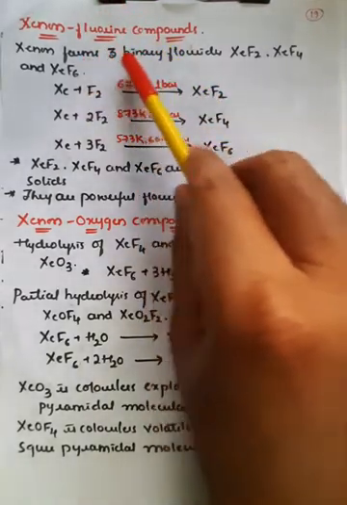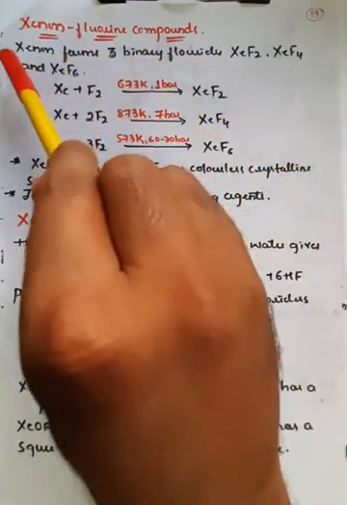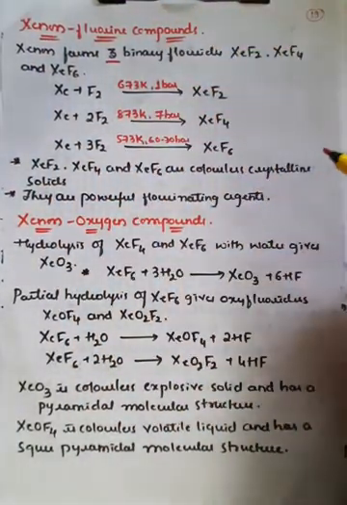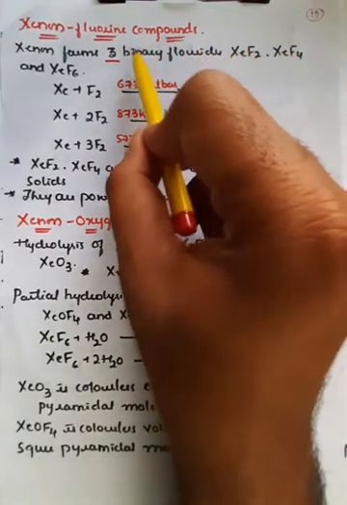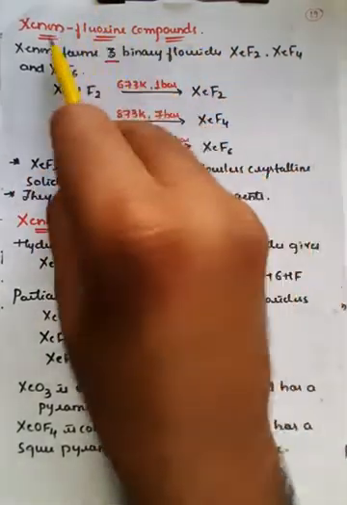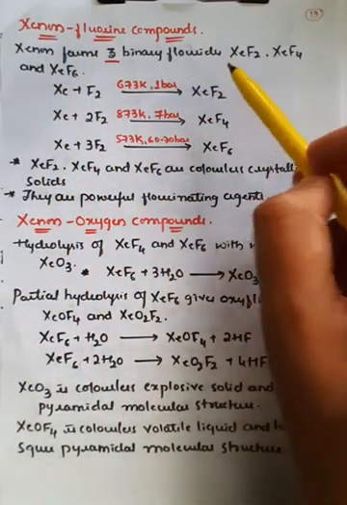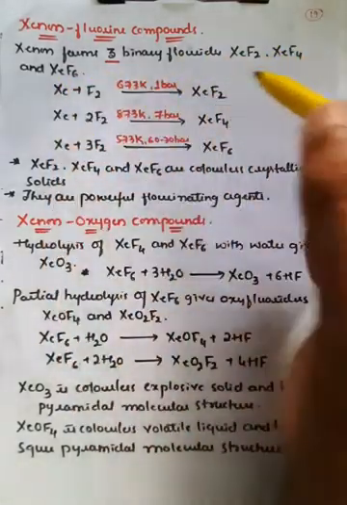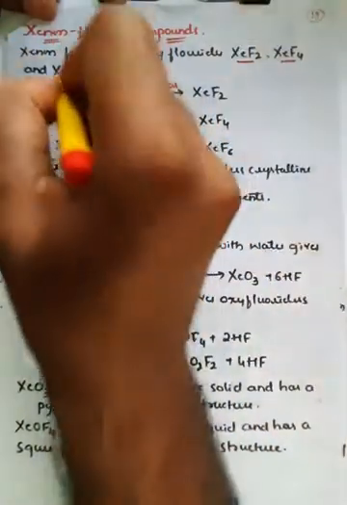Generally, xenon forms 3 binary fluorides whenever it reacts with fluorine. Remember, 3 binary. Binary means 2, so binary fluorides are made up of 2 elements: one is xenon, another one is fluorine. These 3 binary fluorides are in the form of XeF2, XeF4, and XeF6, that is xenon difluoride, tetrafluoride, and hexafluoride.